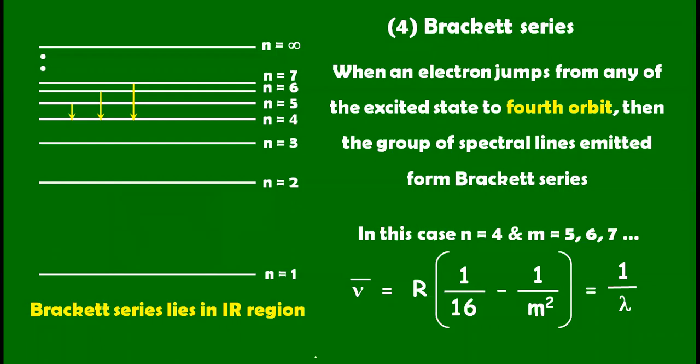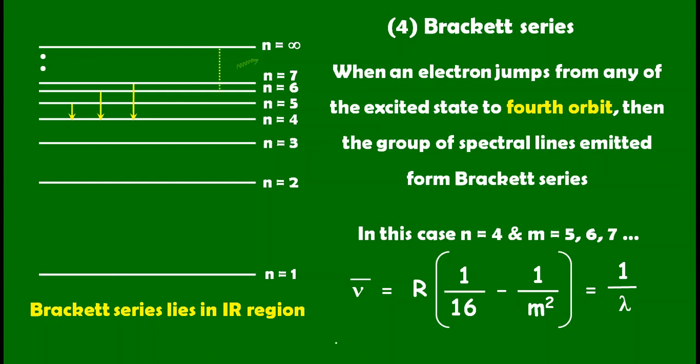Brackett series lies in the IR region. So the radiations which are emitted during these transitions too will be infrared radiations, but with a longer wavelength when compared to the earlier case. So the infrared radiations we get in Paschen series will have smaller wavelength than the infrared radiations we get during Brackett series. So you call the earlier one near infrared rays, and these infrared radiations we get in Brackett series can be called mid infrared rays.